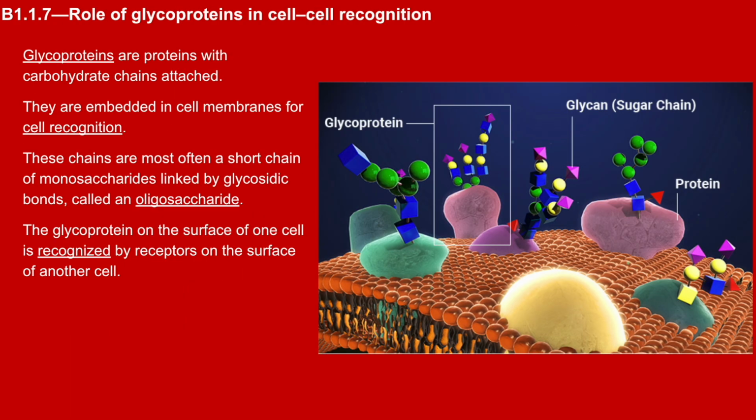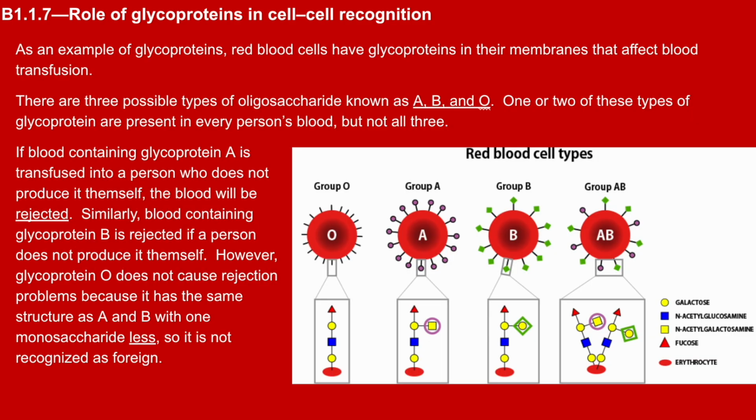Okay, quick note on glycoproteins. These are just going to have an oligosaccharide chain. Oligo means few, so just a few sugars bound to a protein that's embedded in a cell membrane, and they're used for cell recognition. A good example of that is our red blood cell types. The reason that we have different blood types is because of the different glycoproteins displayed on each of our red blood cells, depending on how we inherited those blood types from our parents.